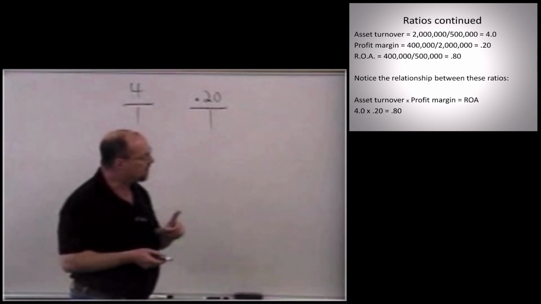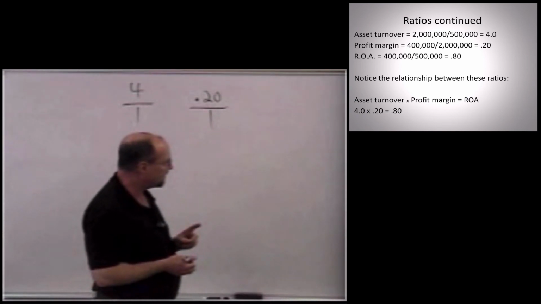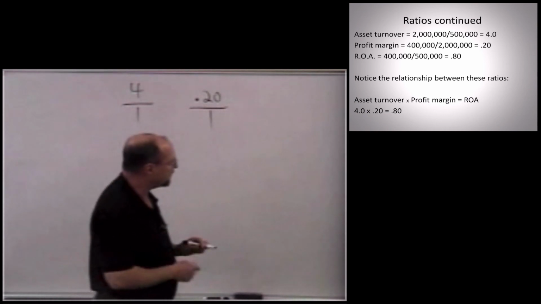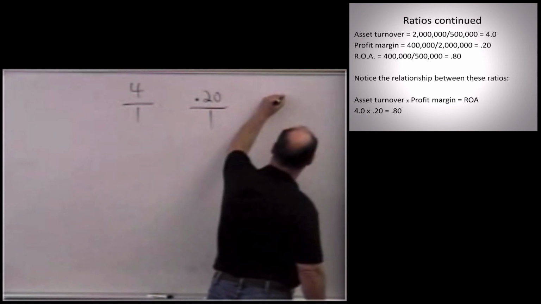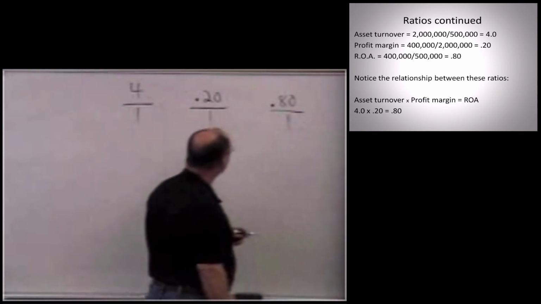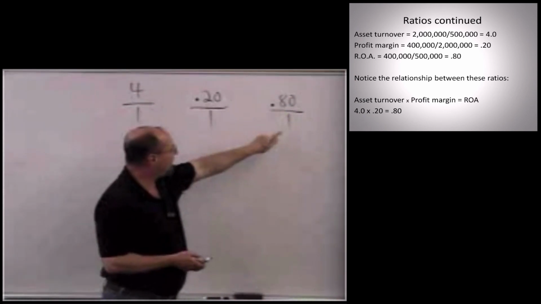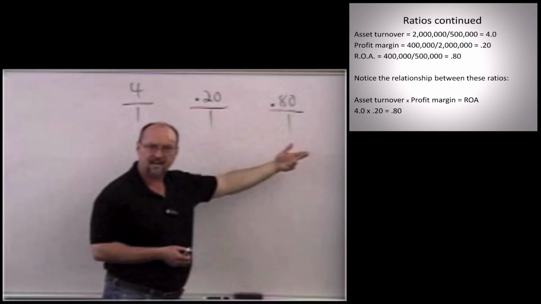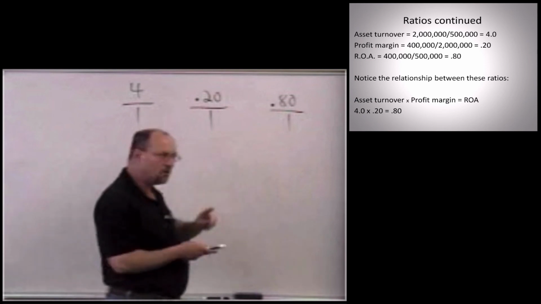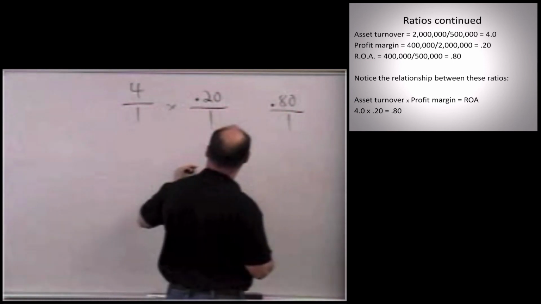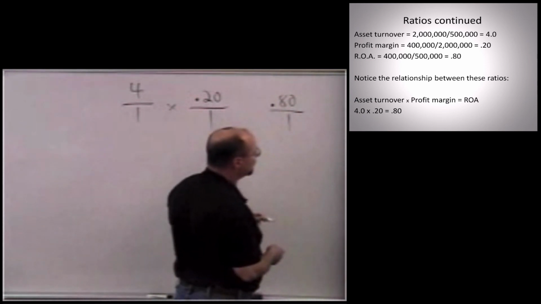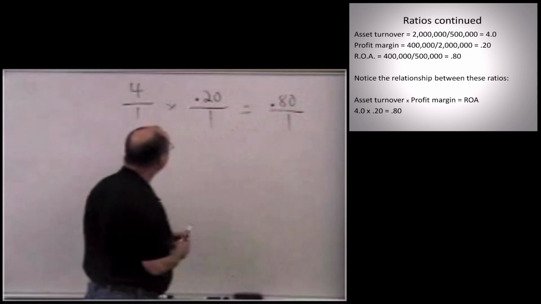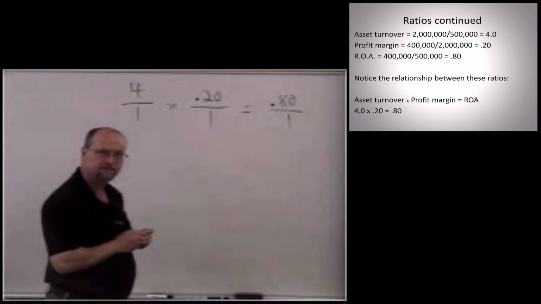And then return on assets says net income 400,000 divided by average assets of 500,000, 0.8, or 0.8 over 1, is for each $1 that we invested in our assets, how much profit do they generate for us after tax? Okay, so now notice, if I multiply the asset turnover ratio times the profit margin, I'm going to get the return on assets.